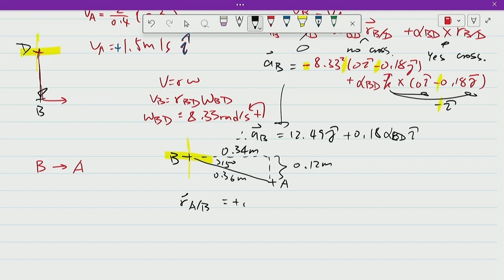So positive 0.34 I, but A is actually at a lower altitude, so negative 0.12 J. Questions on how we got RAB?